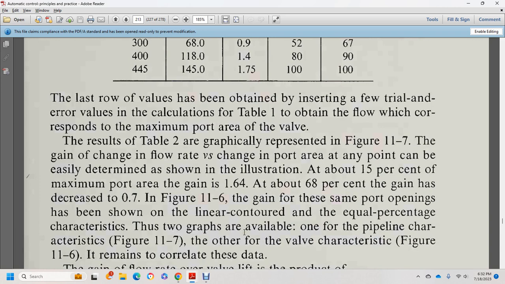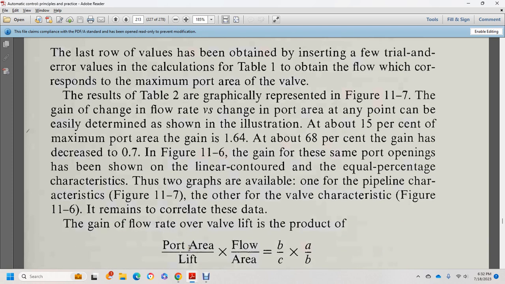The gain is easily determined and shown in the illustration, at about 15% of the maximum port area the gain is 1.64, and at about 68% the gain has decreased, as shown in figure 11-6. The valve openings have been shown with the linear and the equal percentage characteristics. Two graphs are available, one for the pipeline character and the other for the valve character, figures 11-6 and 11-7, which remain correlated with these data.